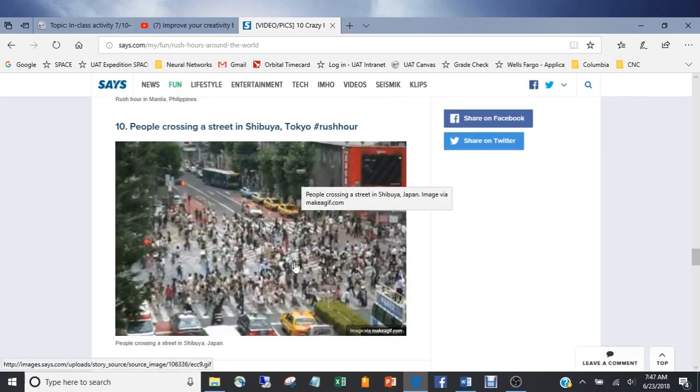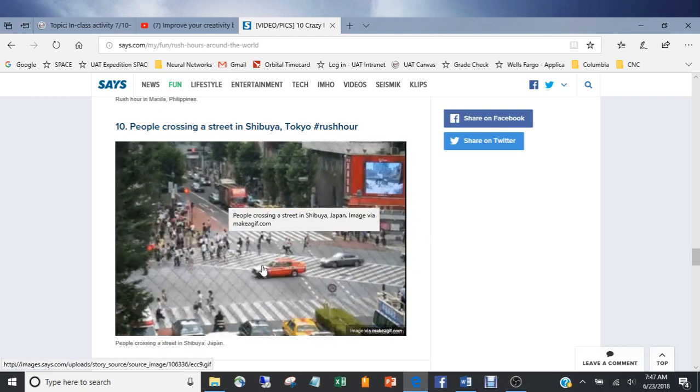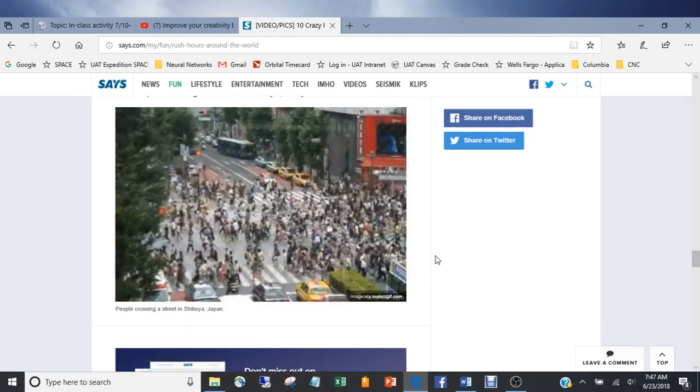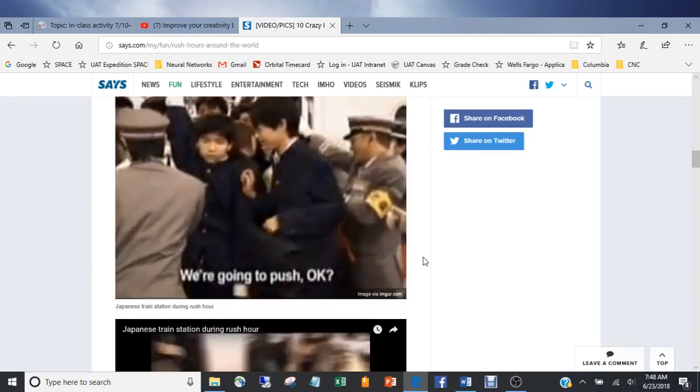And then here's a famous spot in Tokyo where there's a ton of different crosswalks, and you just have this mass movement of people when it's their turn to walk. So that's what I want to show you for rush hour.